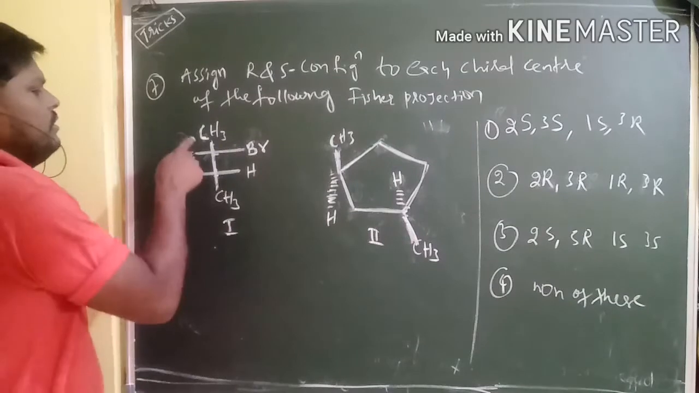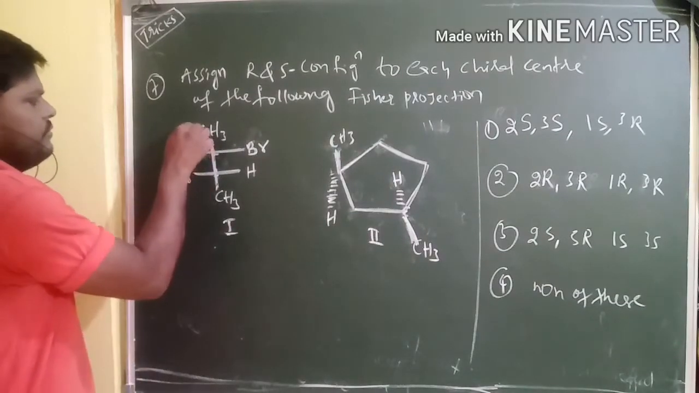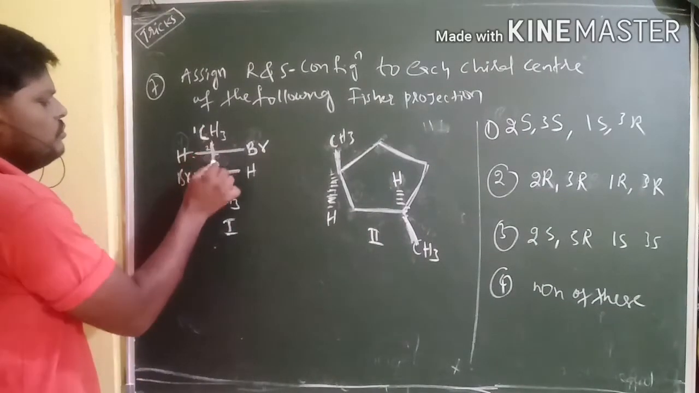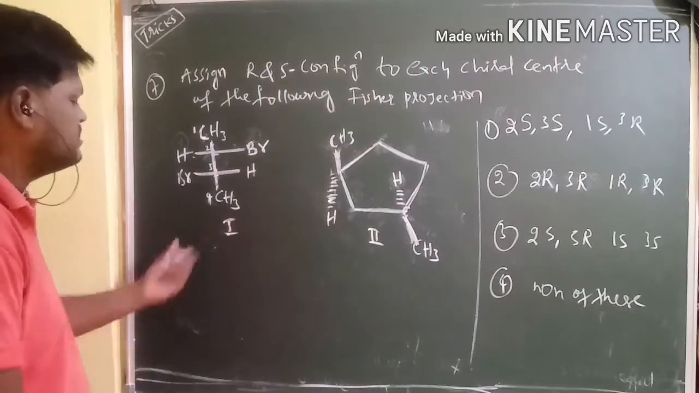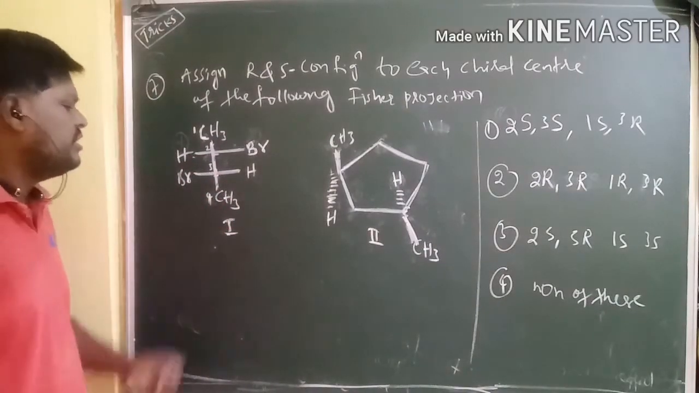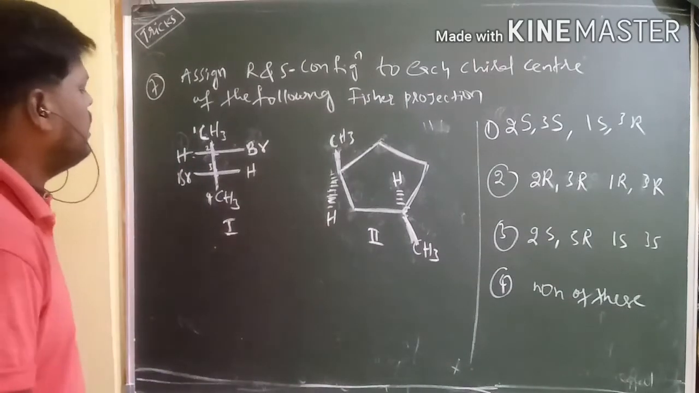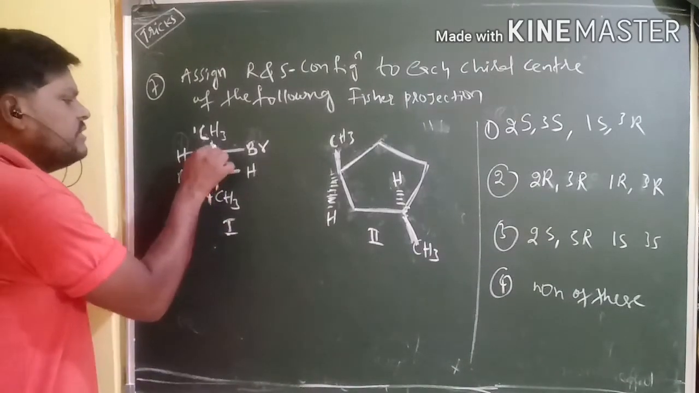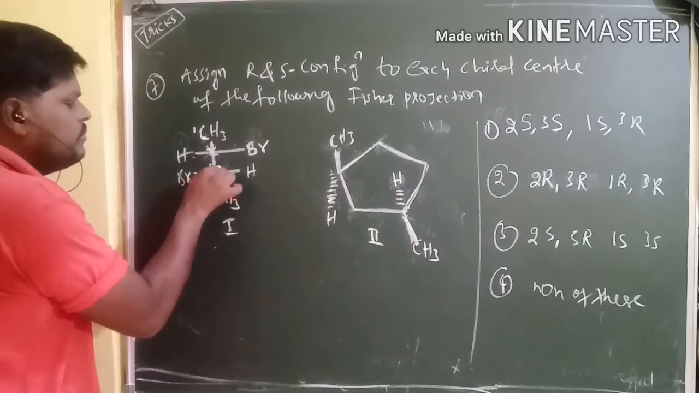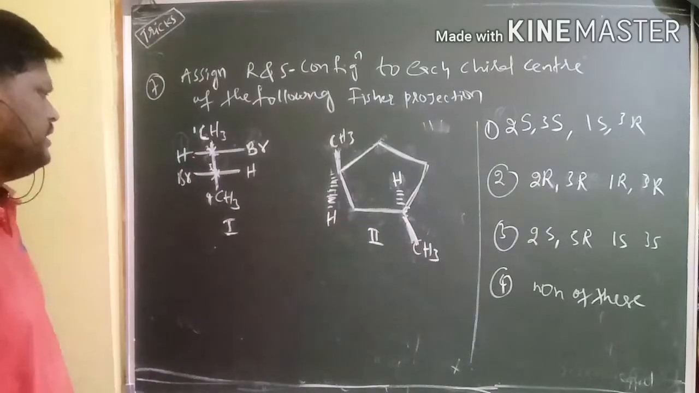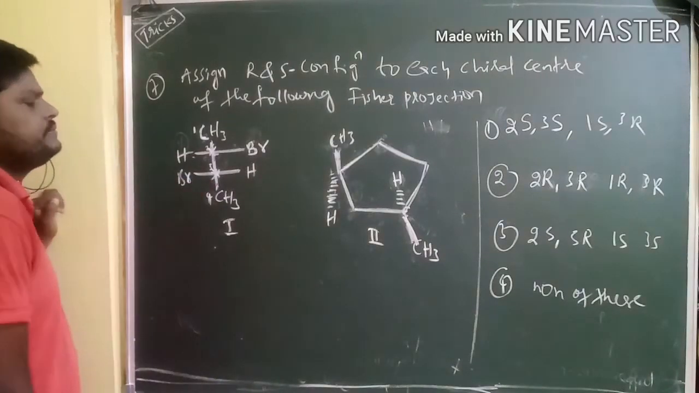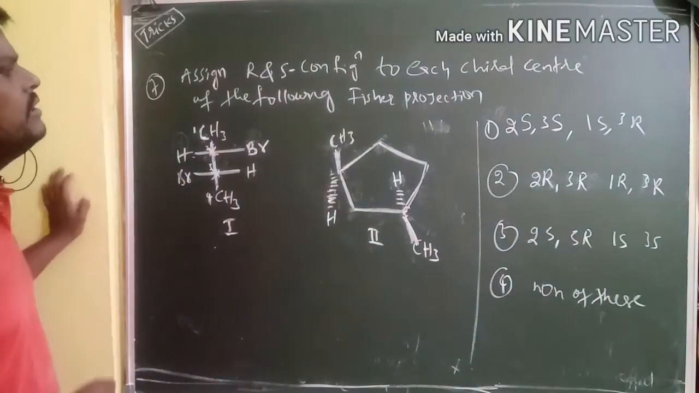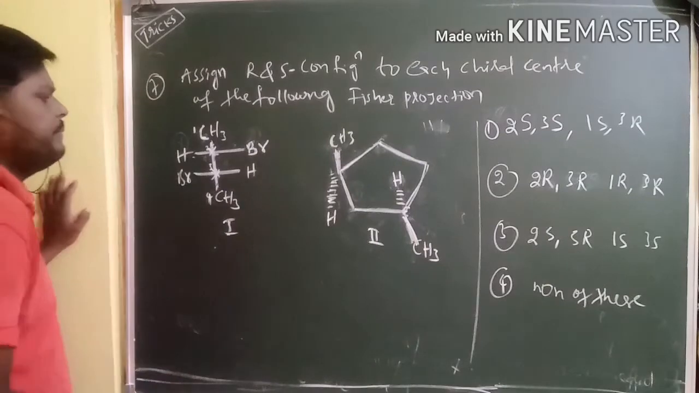First, the longest chain: 1, 2, 3, 4. Total 4 carbons are there in this one. The longest chain is 4, and the second carbon is one of the chiral centers, and the third carbon is the other chiral center here. Right. So, second carbon and third carbon. Let us find the configuration for this one.